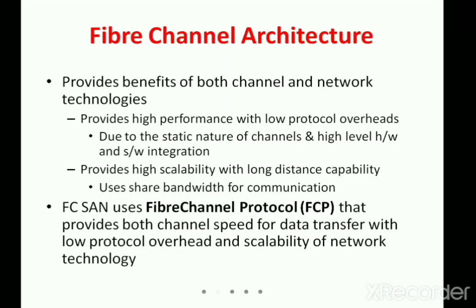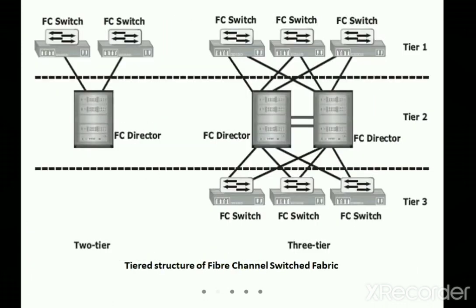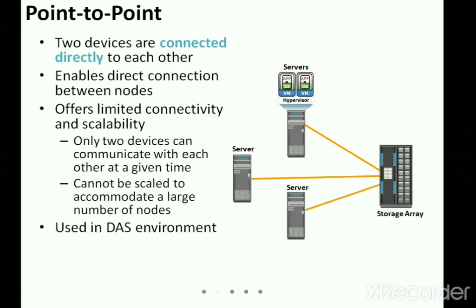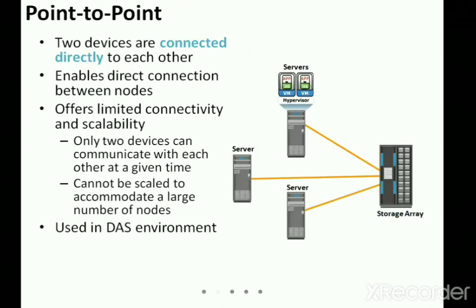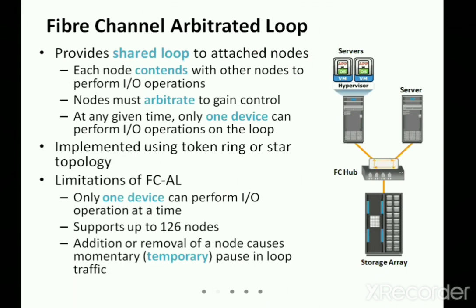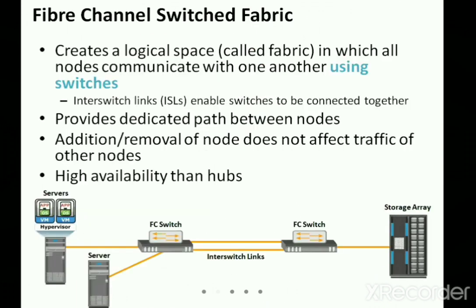Good morning, everyone. In the previous class, we have already come across the types of connectivity. We have seen point-to-point connectivity, where the node or the host is directly connected to the storage array. The second one is Fibre Channel arbitrated loop, where you are using a hub to connect the nodes and the storage array. And the third one, we have seen the Fibre Channel switched fabric, where we are using switches to connect the nodes and the host array.